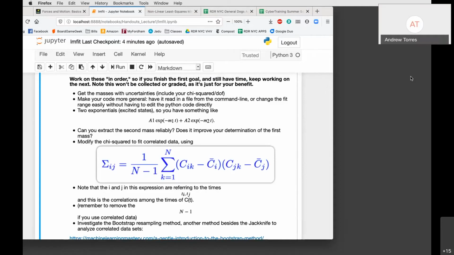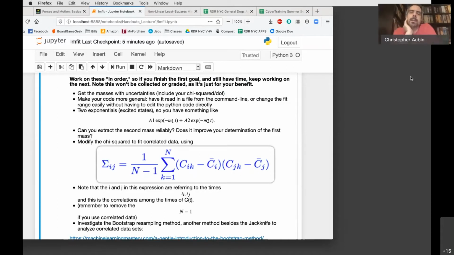Right. So when you throw in a second exponential, you'll want to decrease the minimum time, because that second exponential is going to die off pretty quickly because of the heavier mass. Oh, okay. So start higher than 12, or go lower than 12? Like 6, 7, okay, 6 or something like that.